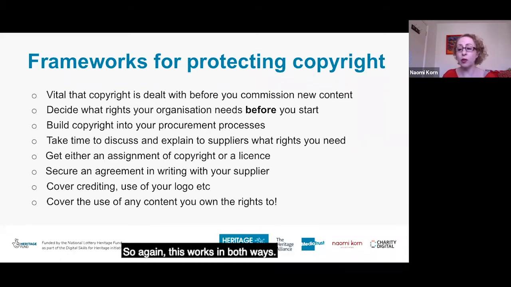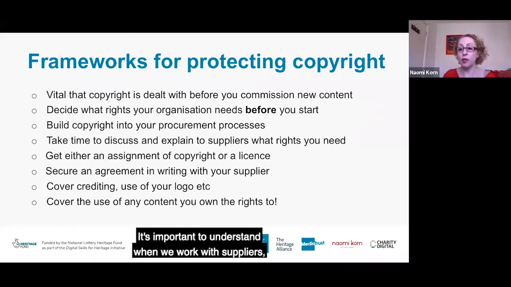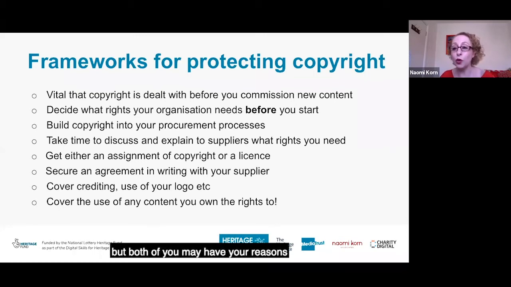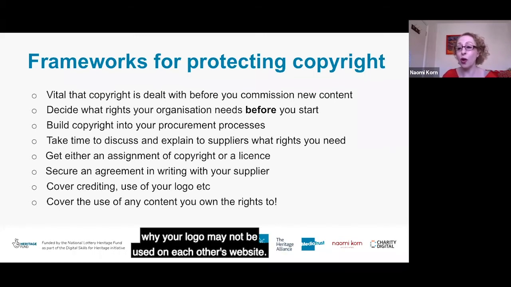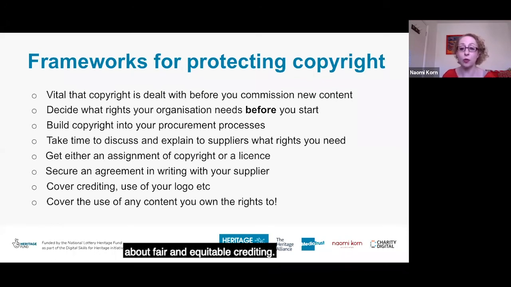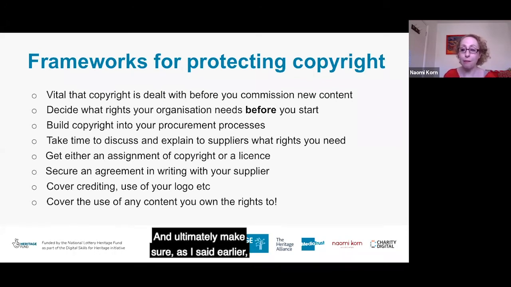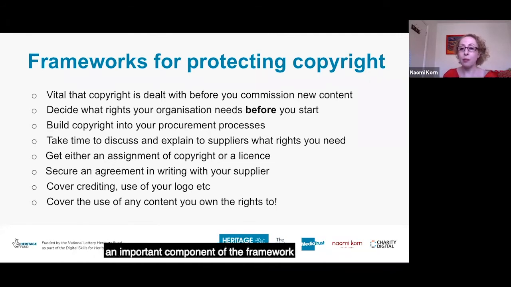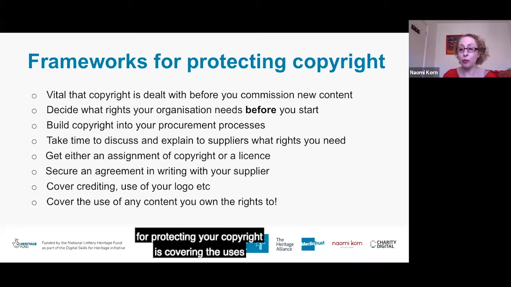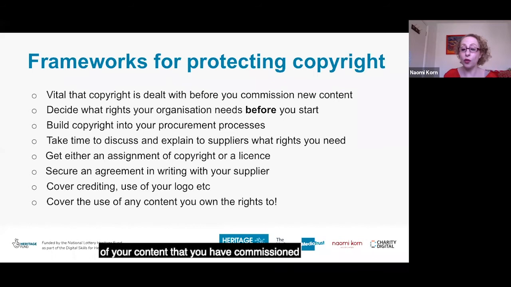So again, this works in both ways. It's important to understand when we work with suppliers, there is great enthusiasm to publicize relationships, but both of you may have your reasons why your logo may not be used on each other's websites. So it's about setting clear parameters for that use and also having discussions about fair and equitable crediting. And ultimately, make sure, as I said earlier, that when you are commissioning a supplier, an important component of the framework for protecting your copyright is covering the uses of your content that you have commissioned, that is being created on your behalf.